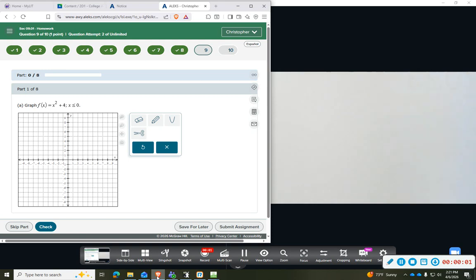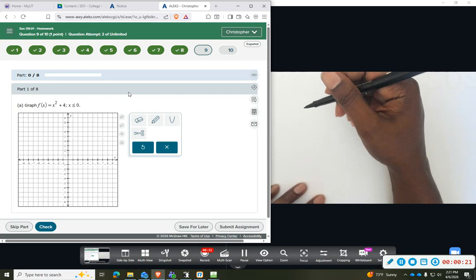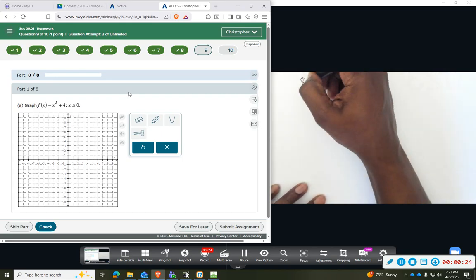All right, number 8. We have 8 parts. First, we want to graph f of x is equal to x squared plus 4, and we want to do that for x is less than or equal to 0. So you can plot points to graph this.